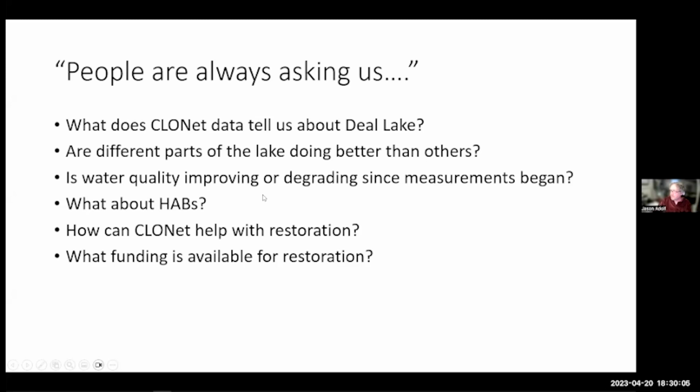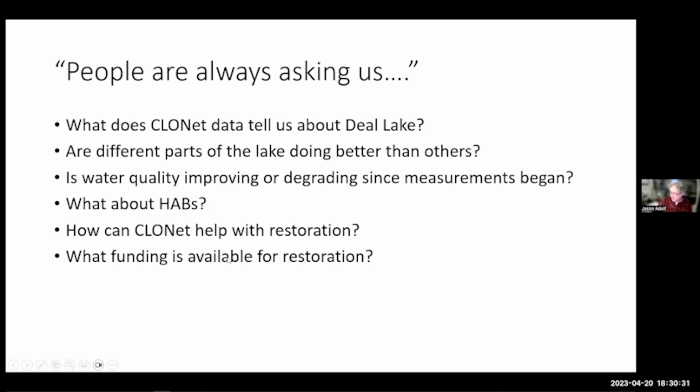I structured what I'm going to talk about around questions that Jeannie was telling me they get asked all the time. People are always asking, what does CLONET data tell us about Deal Lake? Are different parts of the lake doing better than others? Is water quality improving or degrading since measurements began? What about harmful algal blooms? How can CLONET help with restoration? And what funding is available for restoration?